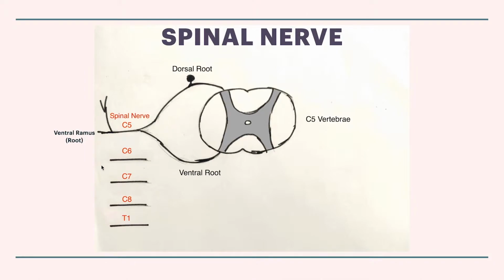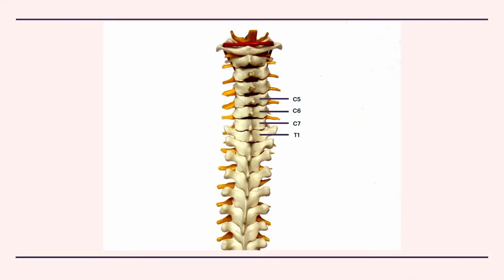Now, in the same way, we have the C6 spinal nerve arising from the C6 vertebra, C7 spinal nerve arising from the C7 vertebra, and C8 spinal nerve arising from the C8. Wait a second. Do we have a C8 vertebra? No, we don't have a C8 vertebra. So the question is, how come this nerve is coming here? From where is this nerve arising? The answer lies in this picture here.